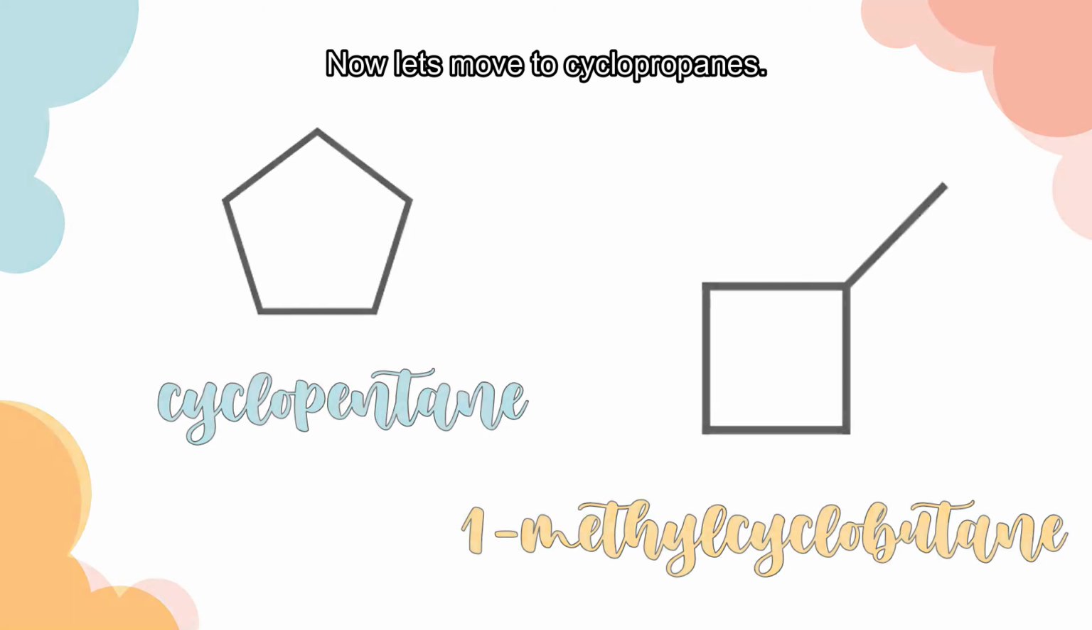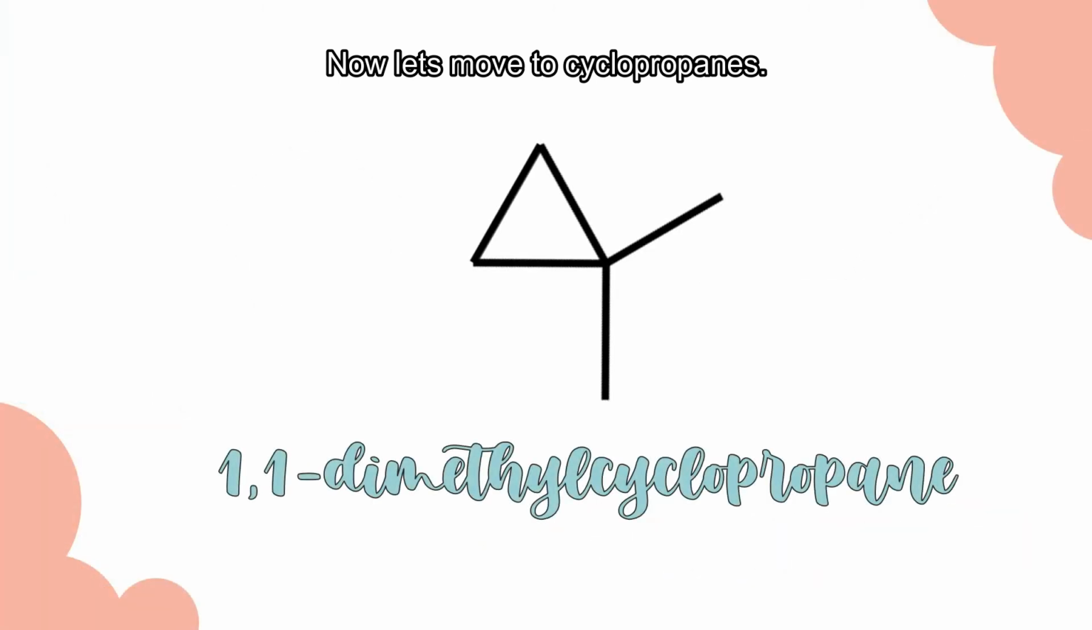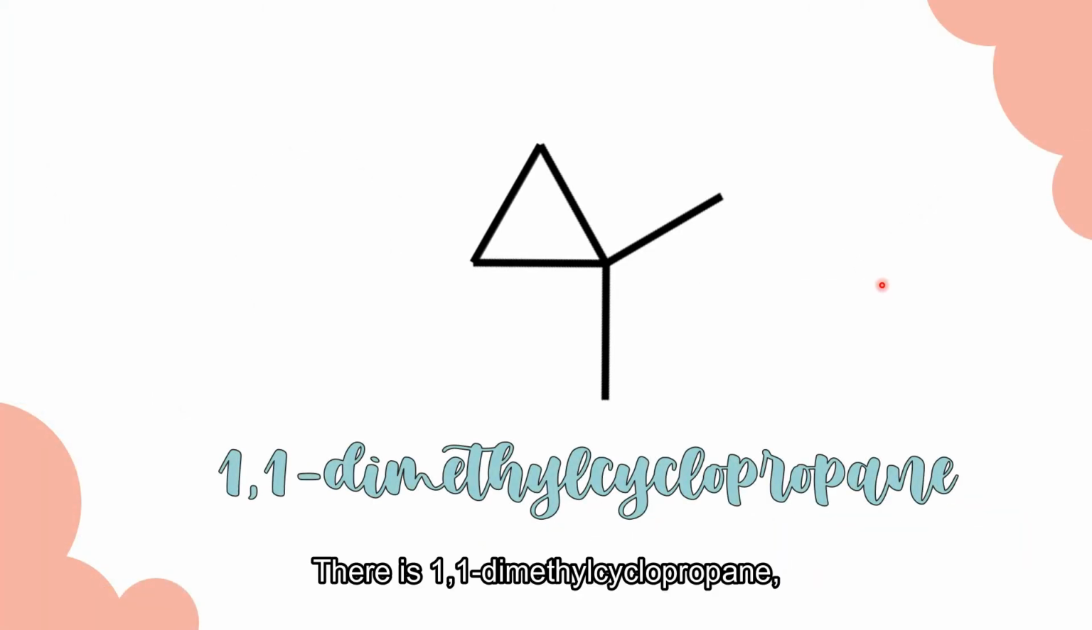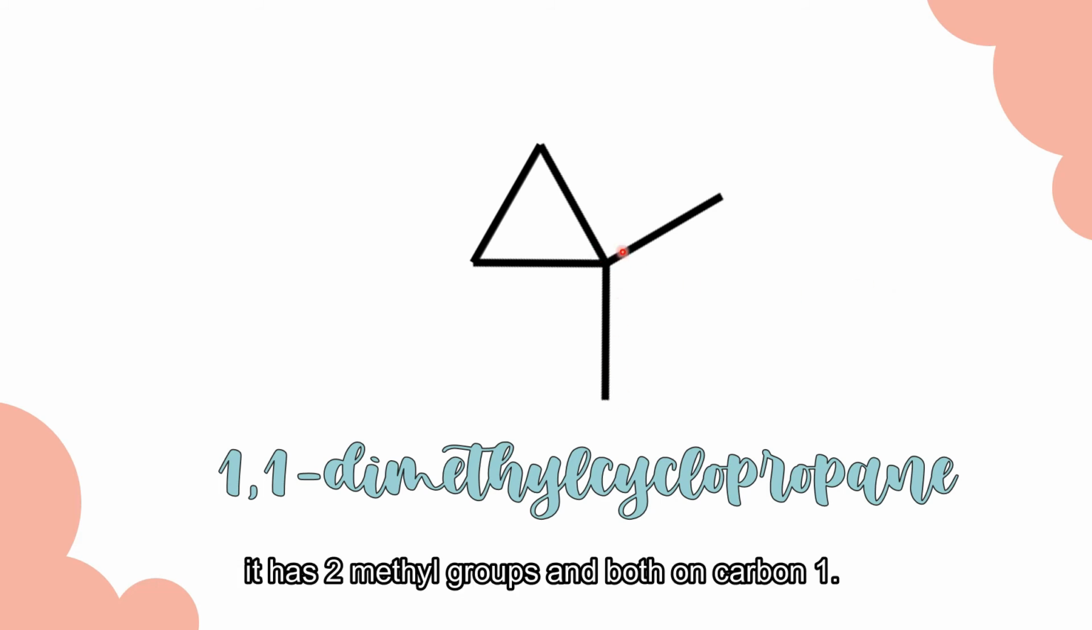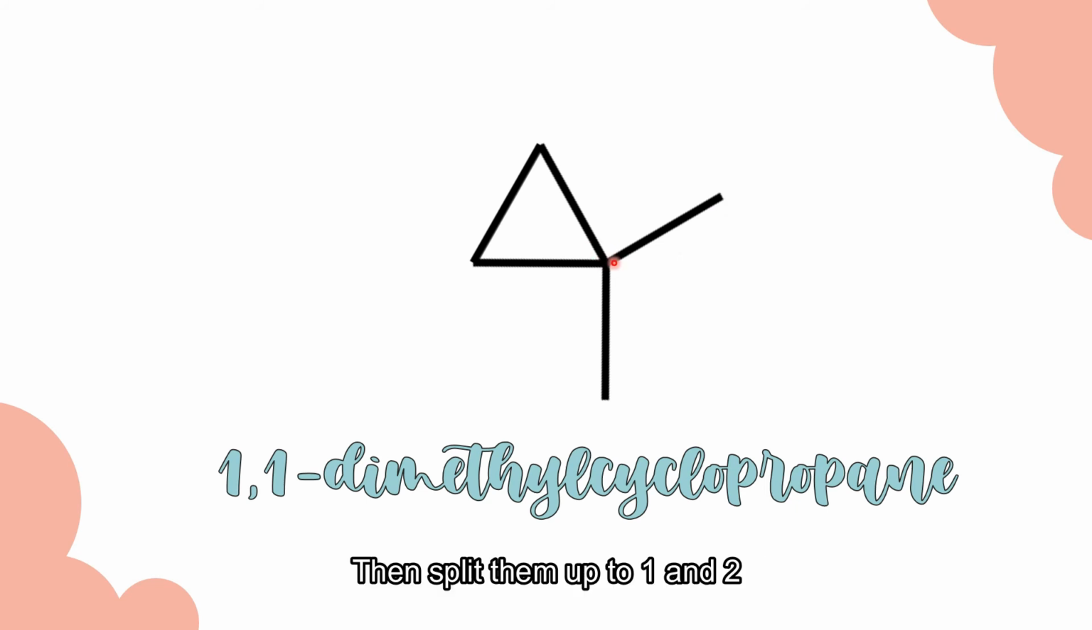Now let's move to cyclopropanes. There's 1,1-dimethyl-cyclopropane. It has 2 methyl groups and both are on carbon 1. Then split them up to 1 and 2.